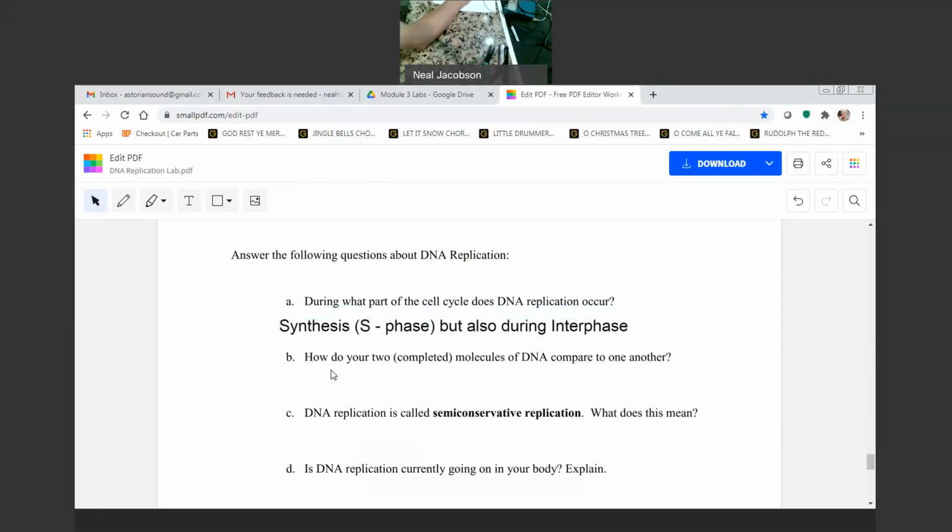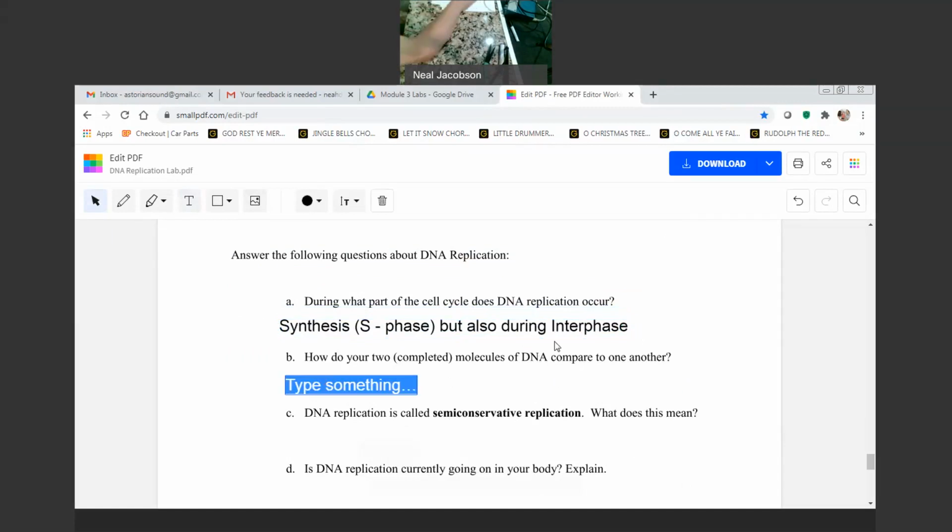Okay. How do your 2 completed molecules of DNA compare to one another? That's kind of a weird question. Sorry, this isn't my lab. I modified it, but I didn't change everything. So some of the questions read a little weird to me, but the 2 completed molecules, I assume it's talking about the ones we just did.